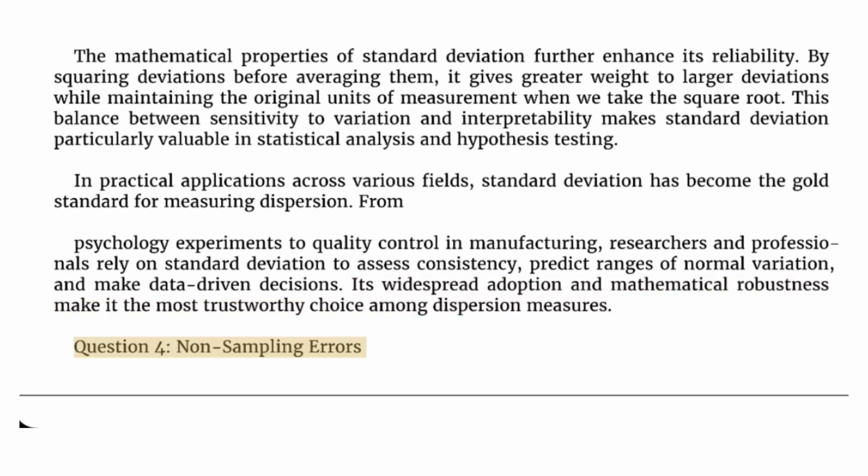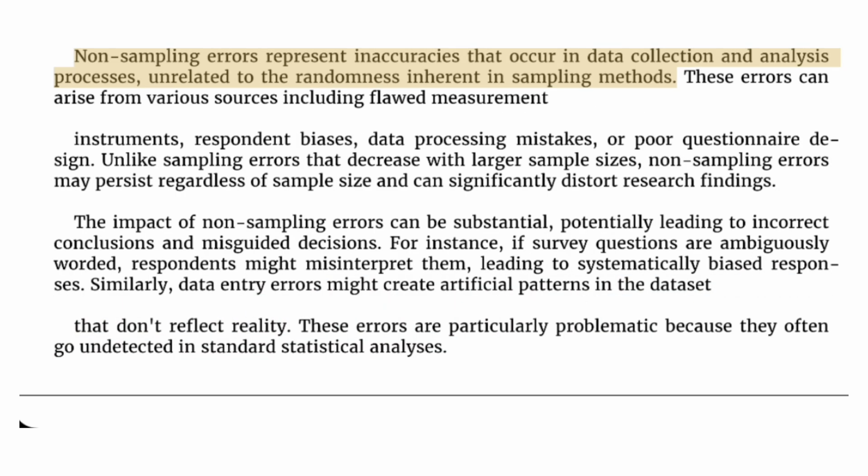Question 4. Non-sampling errors. Non-sampling errors represent inaccuracies that occur in data collection and analysis processes, unrelated to the randomness inherent in sampling methods. These errors can arise from various sources including flawed measurement instruments, respondent biases, data processing mistakes, or poor questionnaire design. Unlike sampling errors that decrease with larger sample sizes, non-sampling errors may persist regardless of sample size and can significantly distort research findings.